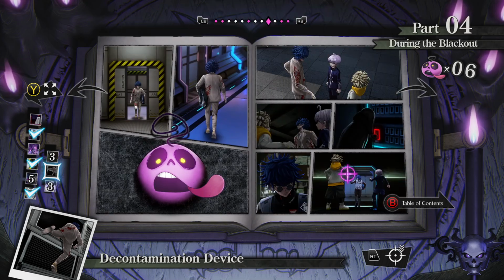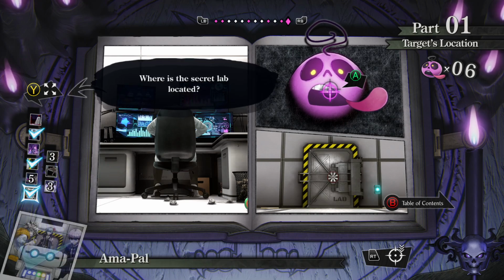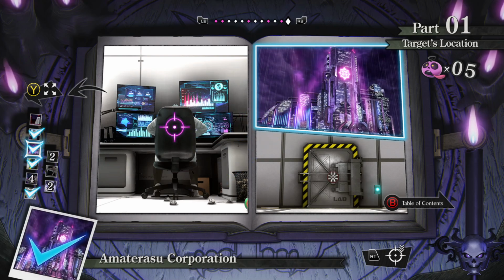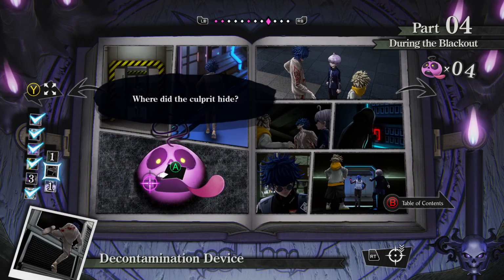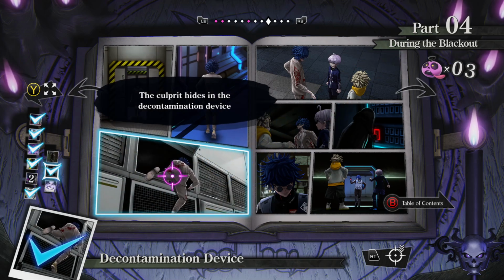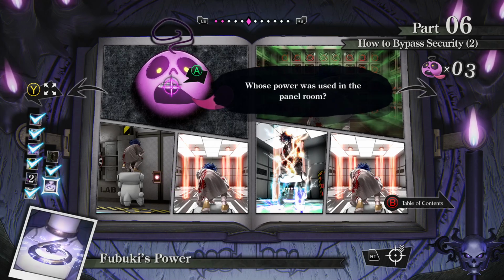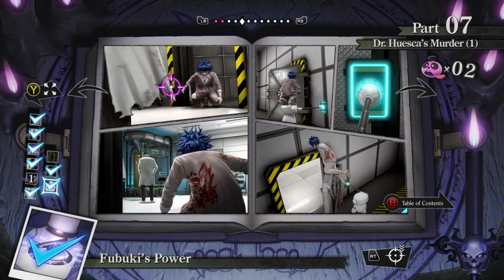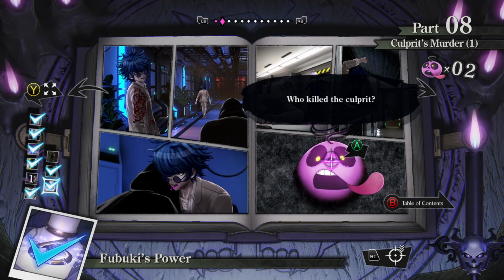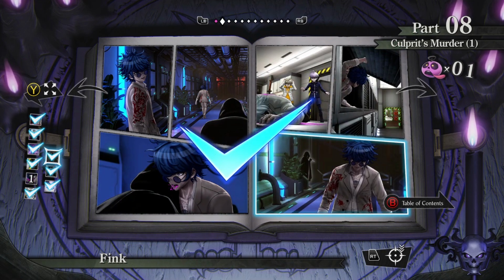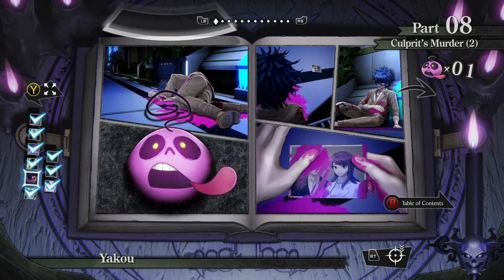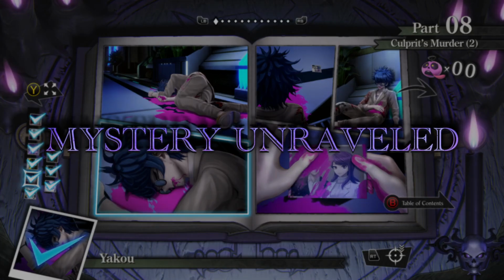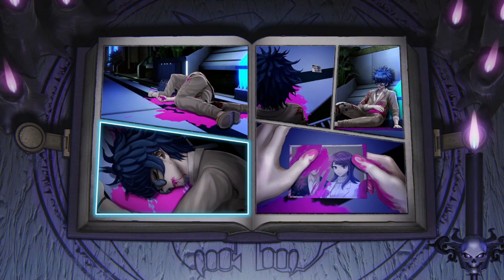Let's go back to the start. Secret lab located in Amaterasu. Peacekeepers. Copper heart hid in the decontamination device. Fubuki's power. Who killed the culprit? Think. And then culprit is Yaku Furio. Here we go. I thought Fink didn't even kill Yaku because he died from the poison. But apparently Fink did kill Yaku.